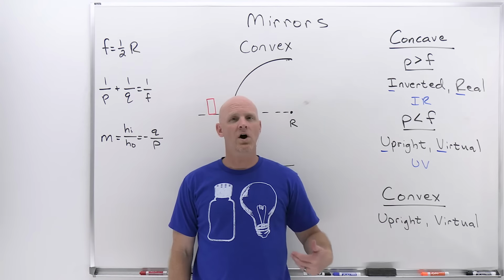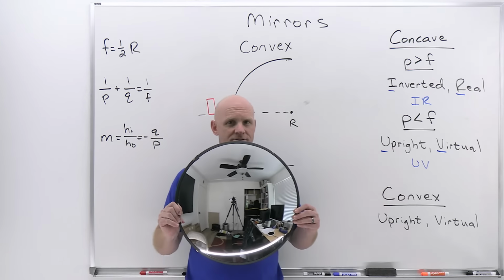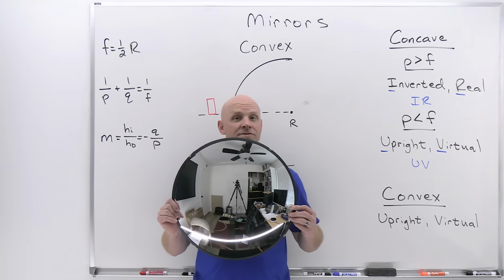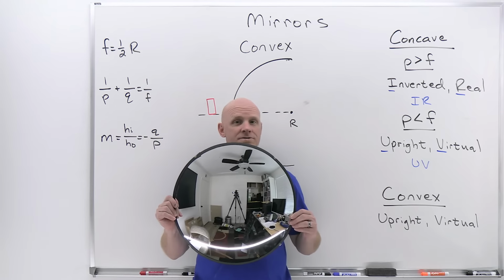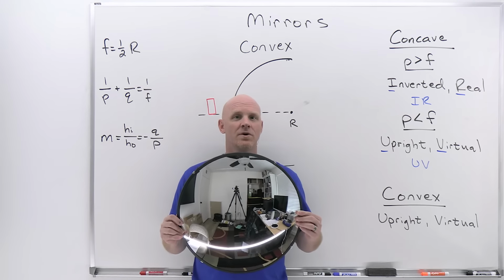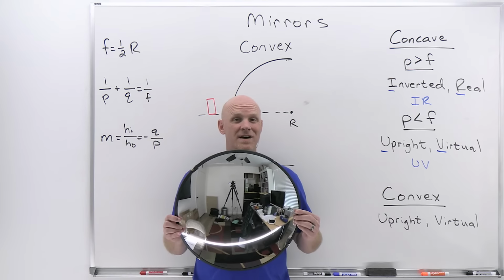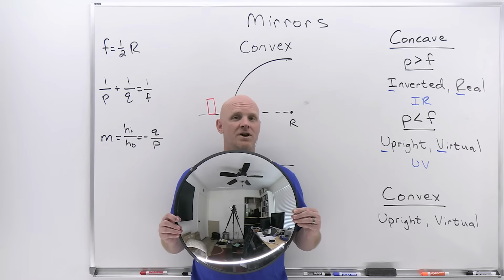So now we're going to take a look at our convex mirror. And again, you might look at these as kind of being security mirrors, but sometimes you'll see these on the passenger side rear view mirrors in your car, where it says things may be larger than they appear. That's because in a convex mirror, your magnification is always going to have an absolute value that's less than 1. Your image is always going to appear smaller than the actual object.